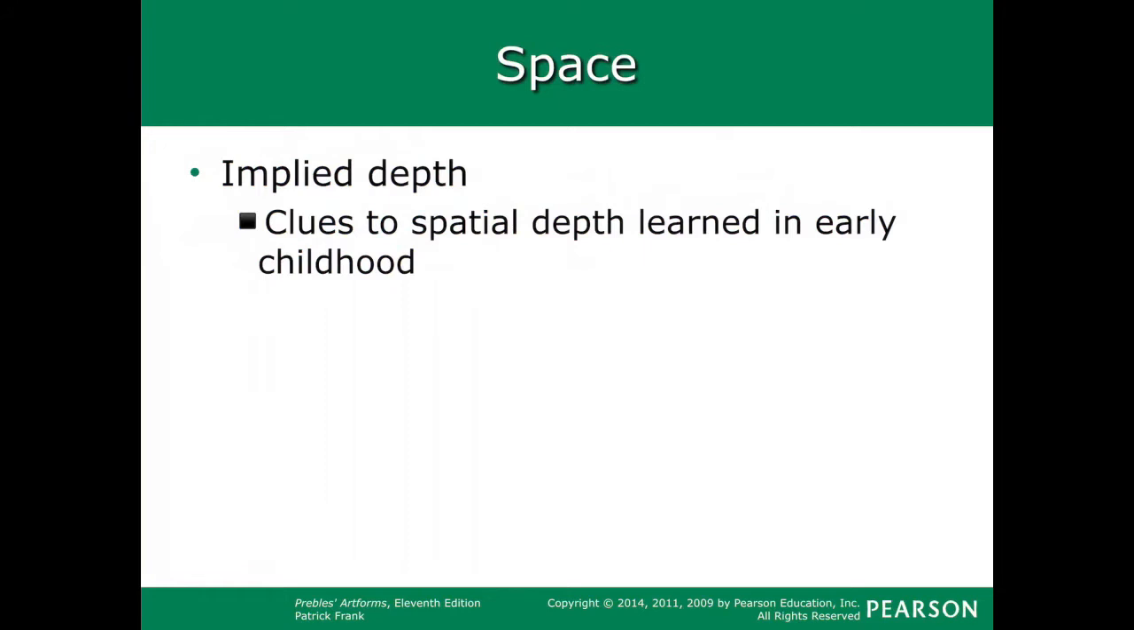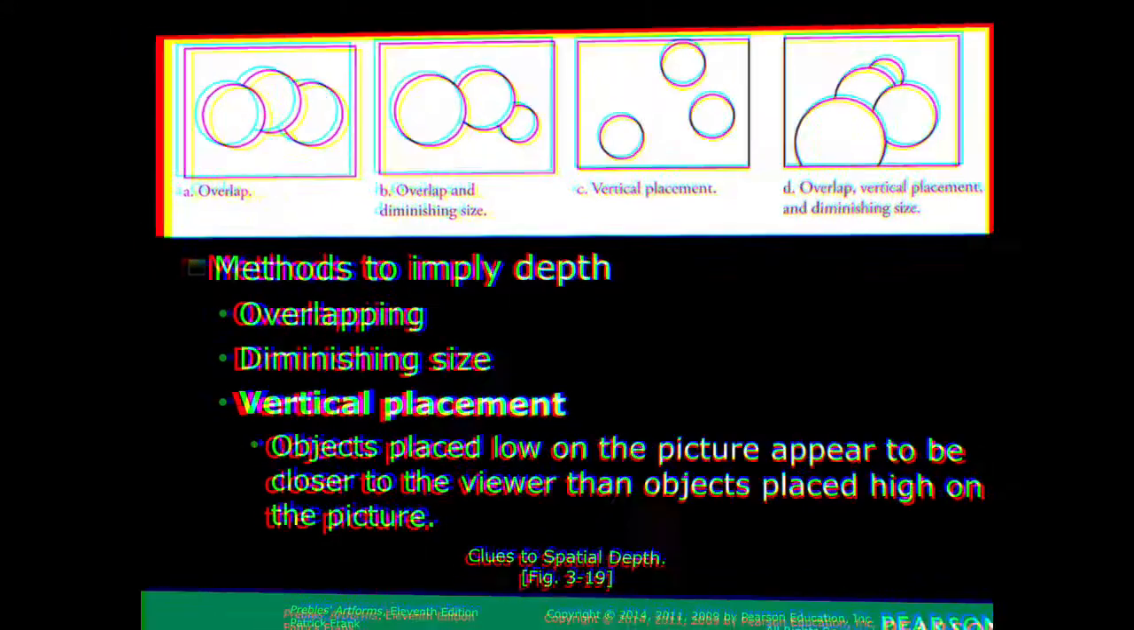And so when it comes to space, there's an implied depth, and that's what I mentioned earlier. The artist finds ways to create depth, but something about that is we are learning spatial depth at a very early childhood. So we can tell how far something is, or how close something is, just from looking at it. If it's 3D or flat, we can in a way gauge the depth or the distance between the viewer and the object.